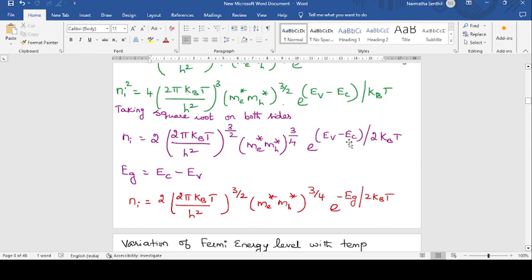Here it is EV minus EC, but actually Eg is equal to EC minus EV. That's why we have applied a negative sign here.